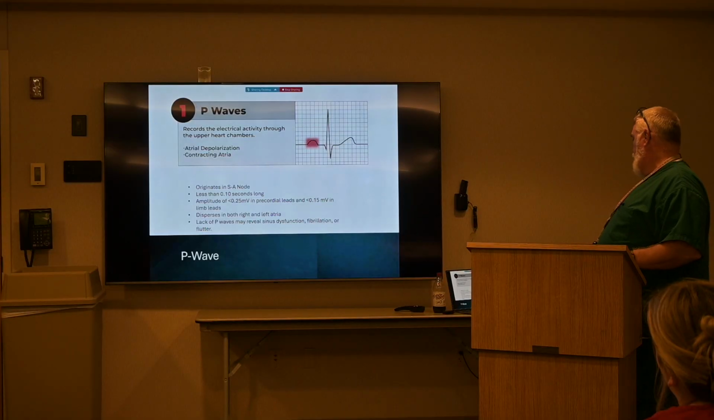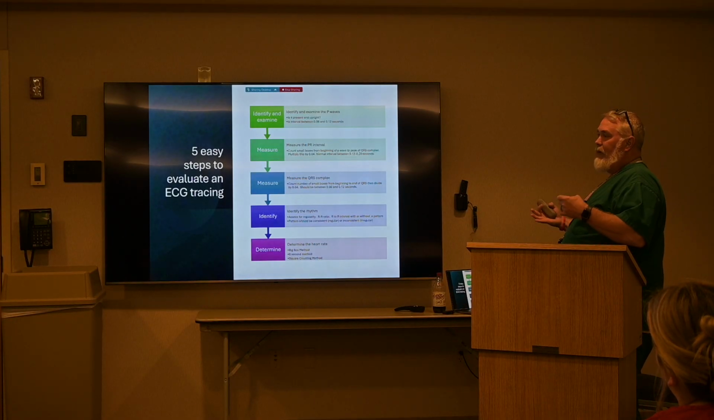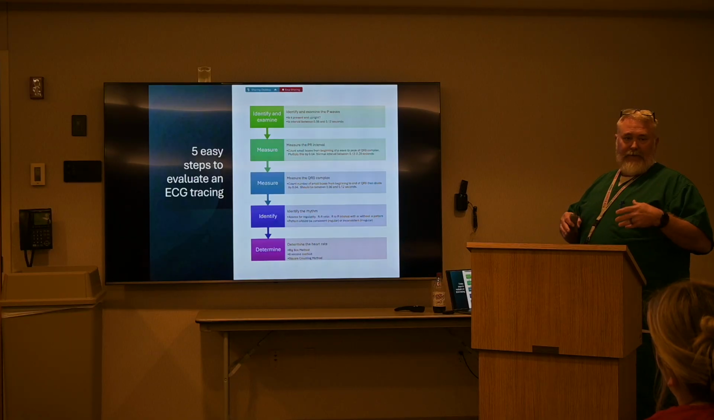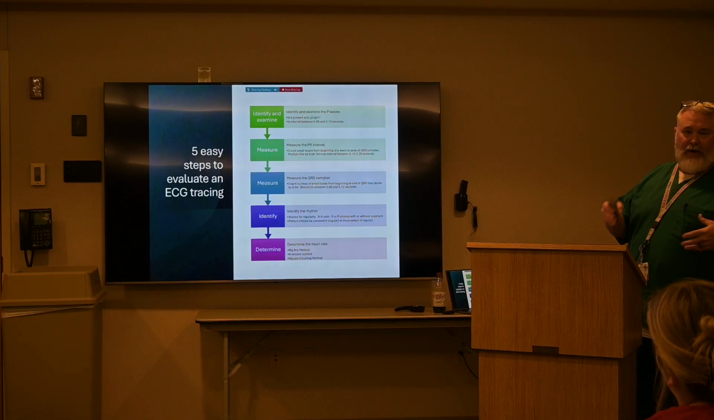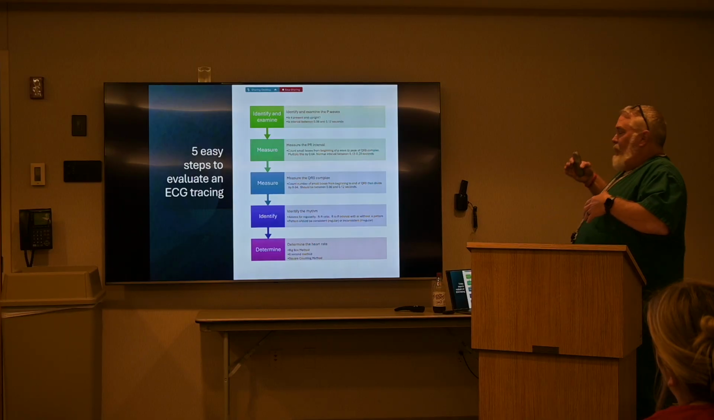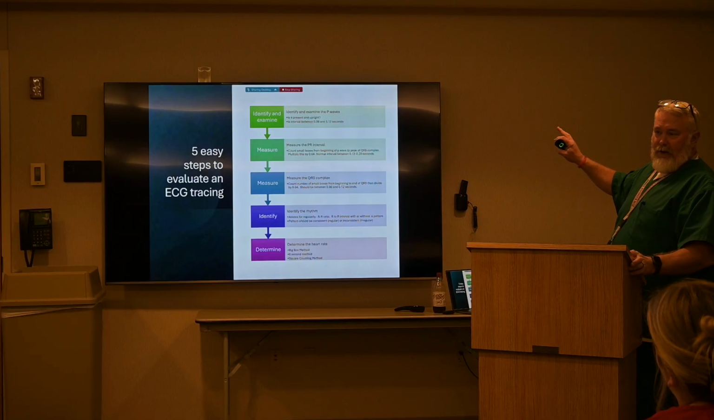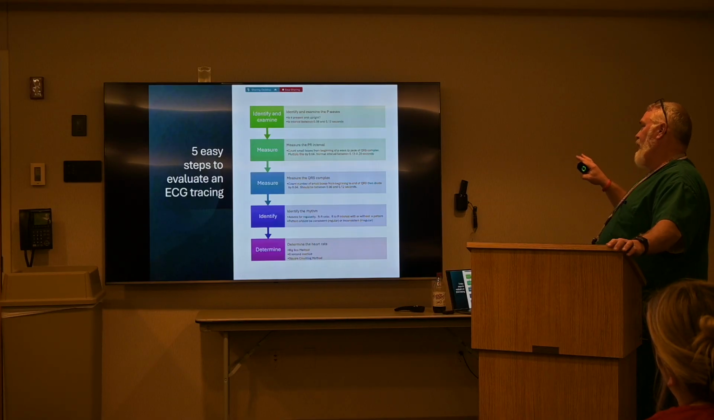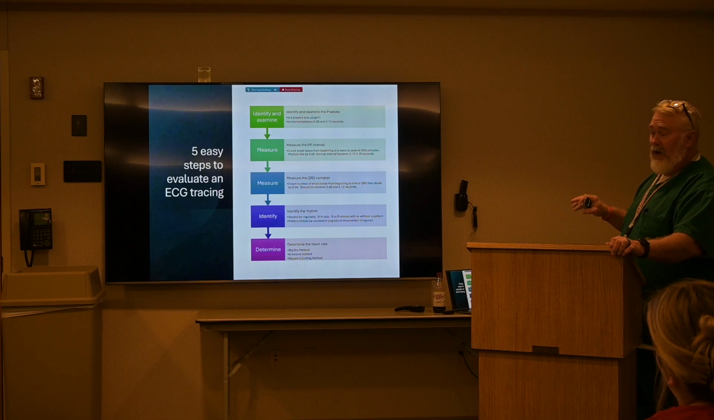So how do we go about evaluating an ECG strip? We're going to talk about different methods of how to measure and figure out rate and that kind of thing. But these are the things you need to look for when you're doing a rhythm interpretation. First is identify and examine. You're going to identify and examine the P waves. Are they present? Are they upright? Are they symmetrical? Do they look the same?